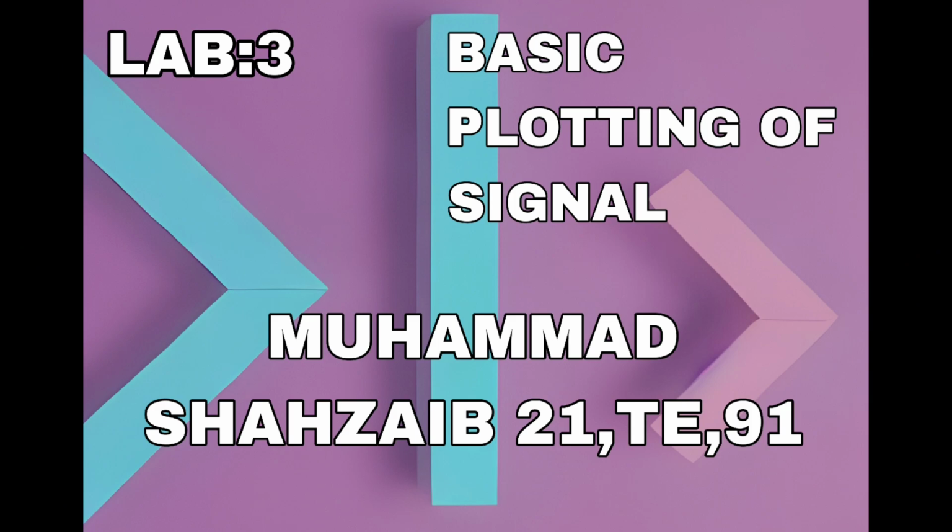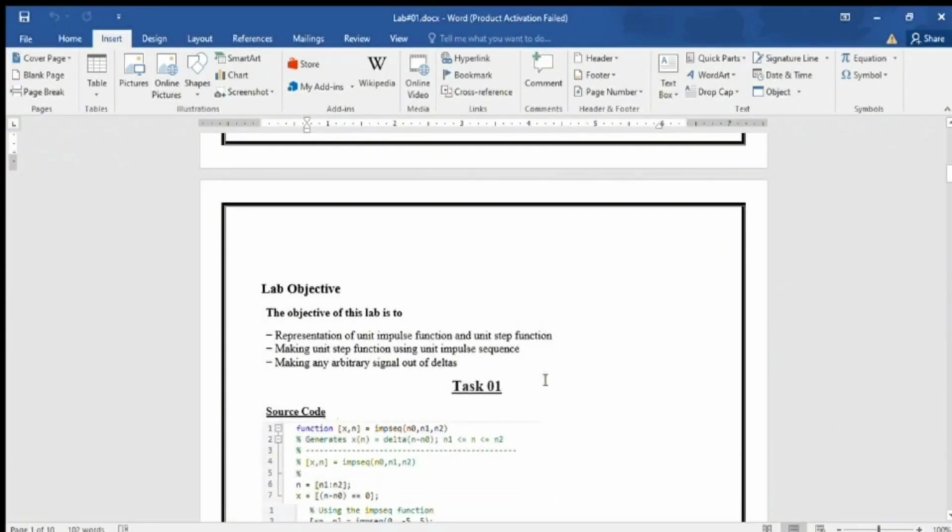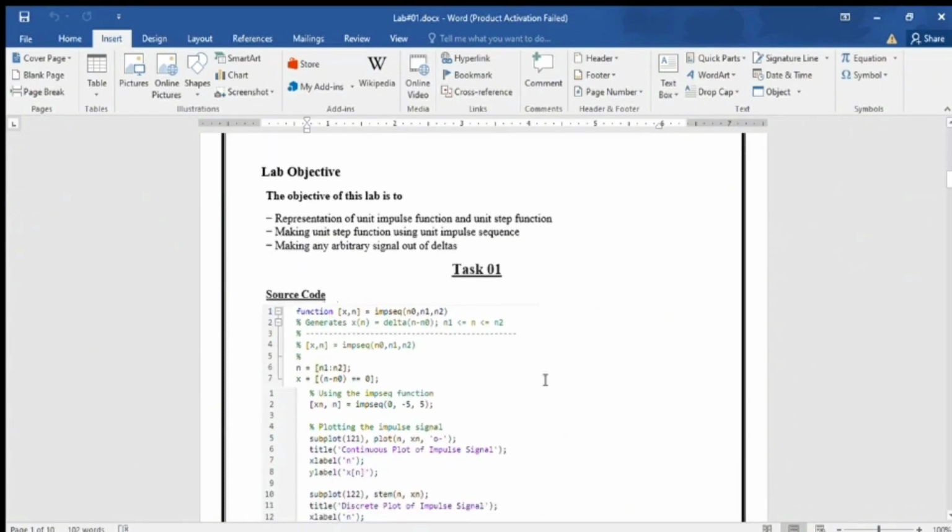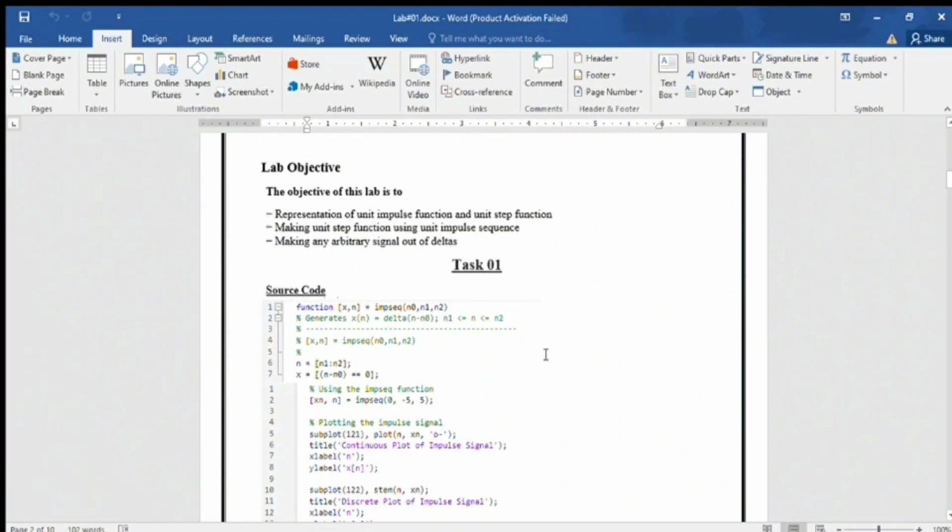The objectives of the labs are representation of unit impulse function and unit step function, making unit step function using unit impulse sequence, and making any arbitrary signal out of delta. Now moving to task 1.